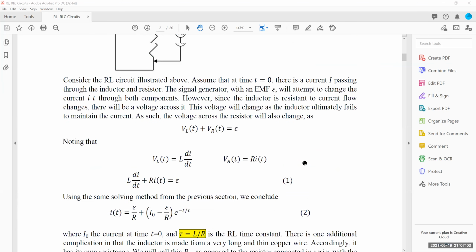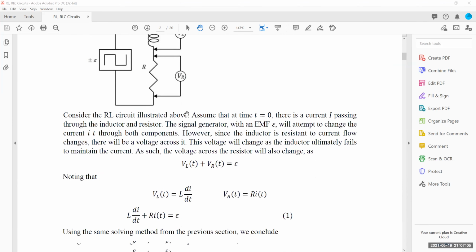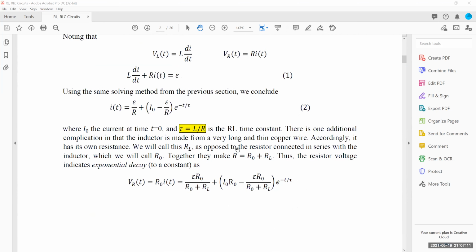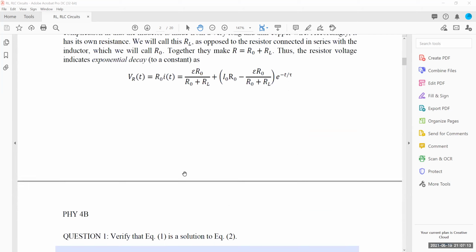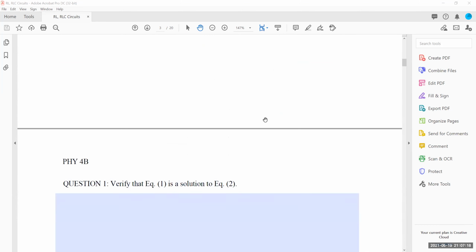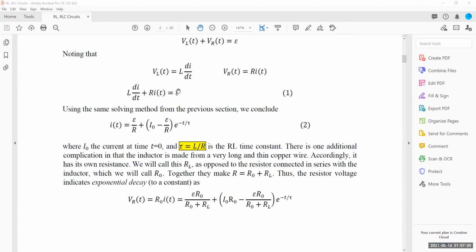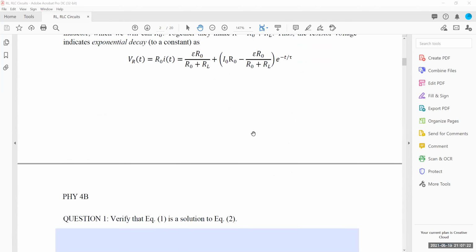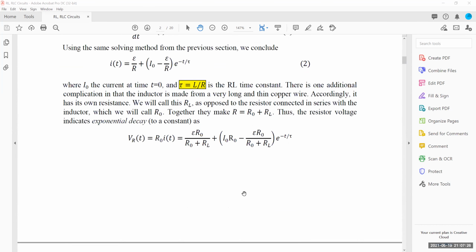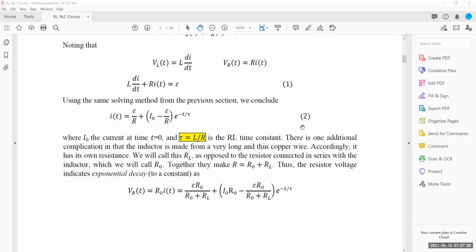Okay. So this stuff we did in lecture, the RL circuit. The time characteristic is L over R. And once you solve that, this is the RL part of it. So verify equation 1 is a solution. All you have to do is show that equation 2 is a solution to equation 1. It actually should be the other way around. Verify that 2 is a solution to equation 1.